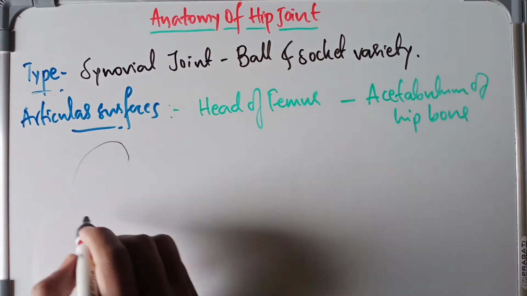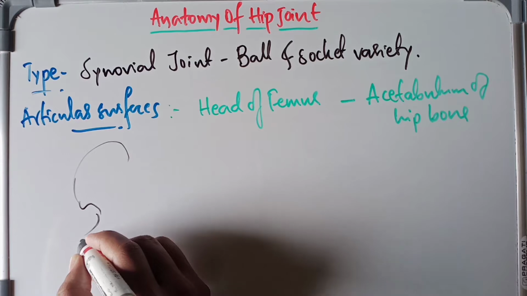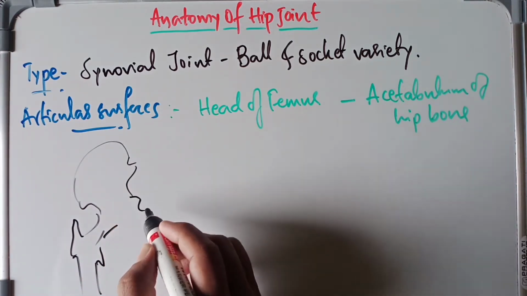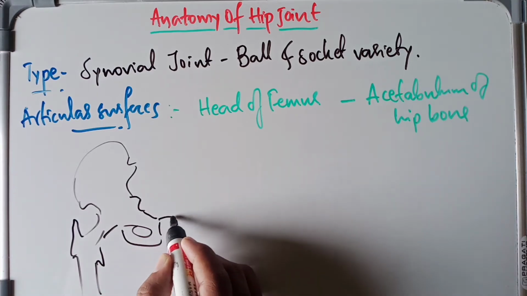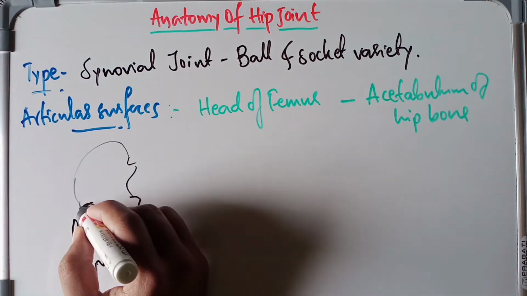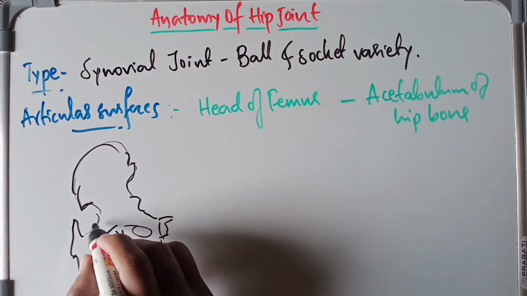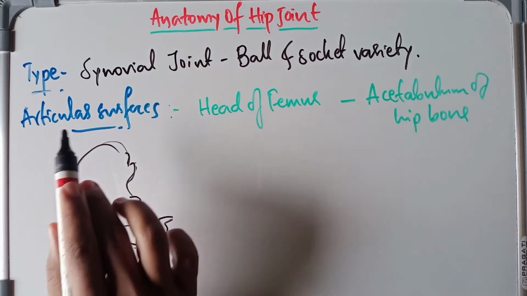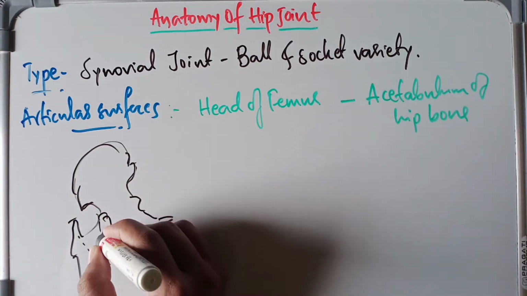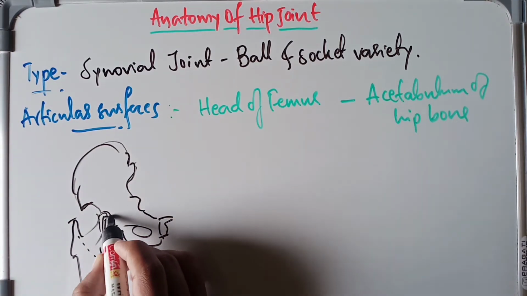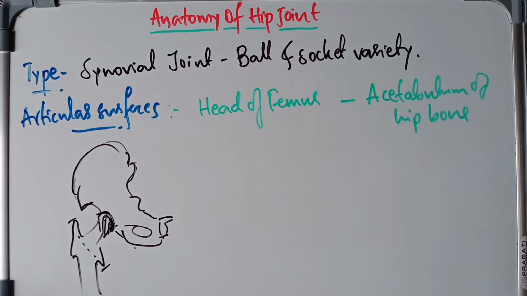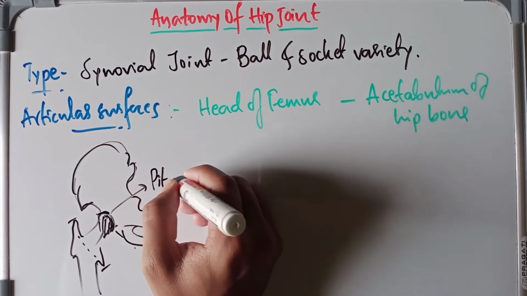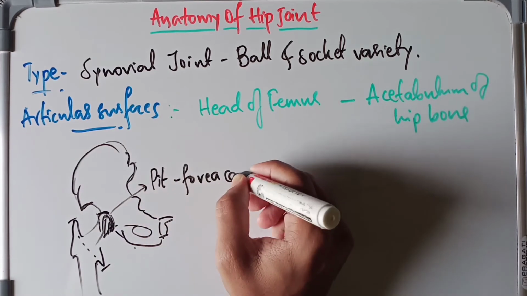So basically this is the hip bone, right? And this is the femur. Okay, you are getting me right? So this is the hip bone and this is the head of the femur, its greater trochanter, lesser trochanter and the trochanteric line. So the articular surfaces are the head of the femur, this portion, along with the acetabulum of the hip bone. So this is about the articular surface, and near the head of the femur we have something called the pit. This pit is known as the fovea capitis.